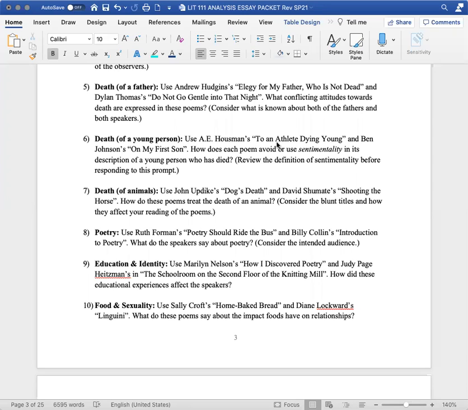Last one. All right. Food and sexuality. And we actually discussed both of these poems. Using Sally Croft's "Home Baked Bread" and Diane Lockwood's "Linguini," which we all loved, what do these poems say about the impact food has on relationships? Think about the relationships, and remember, that's a broad term. So do with it what you will, but there are 2 relationships, one in each poem. And what impact does food have on those relationships?